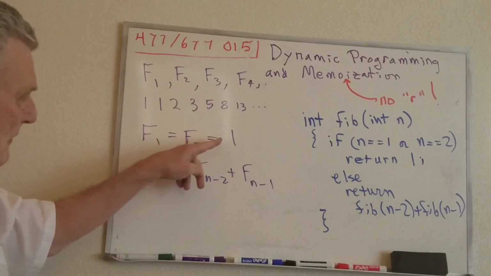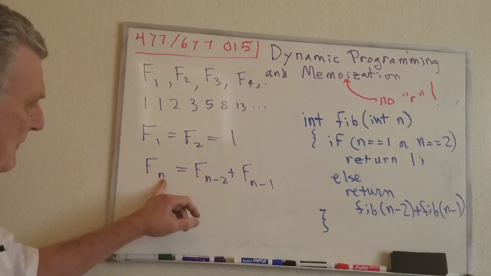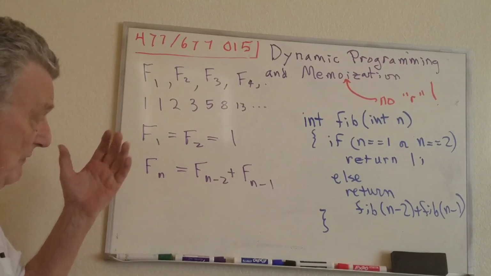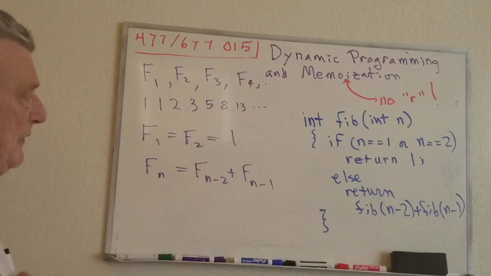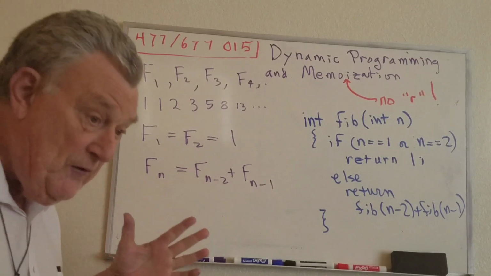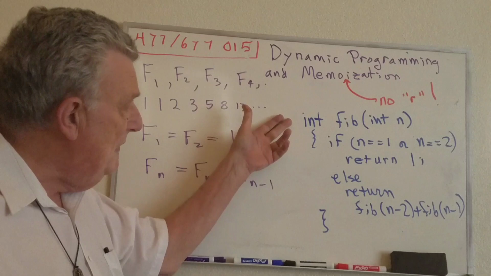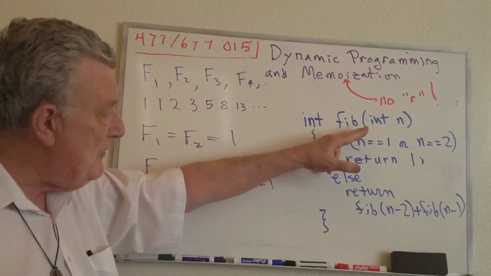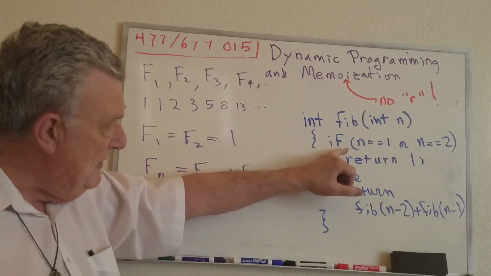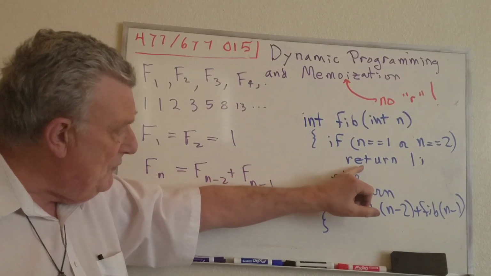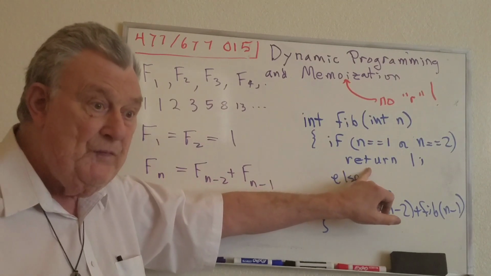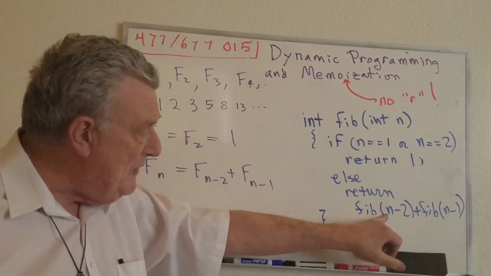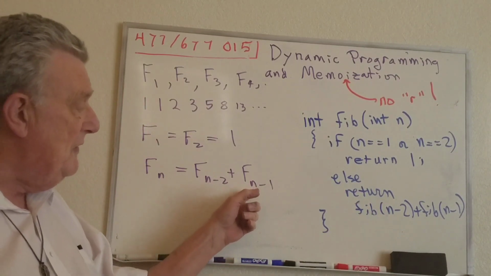Now, this is the recursive definition. F2 and F1 are both 1. Well, for larger n, Fn is Fn minus 2 plus Fn minus 1. Based on this recursive formula, there's an obvious recursive function we can code of type integer. We'll call it fib. It takes one parameter, an integer called n. If n equals 1 or n equals 2, we return 1, because F1 is 1, and F2 is 1. Otherwise, we return fib of n minus 2 plus fib of n minus 1.